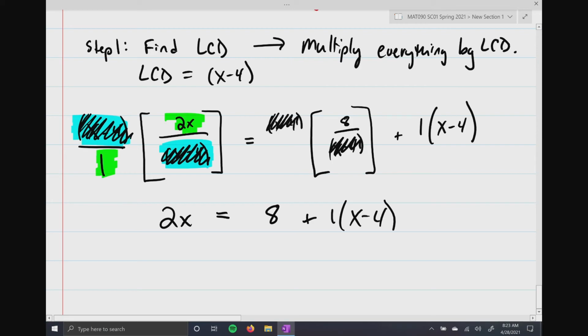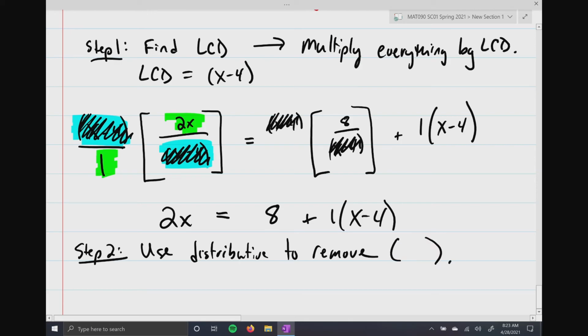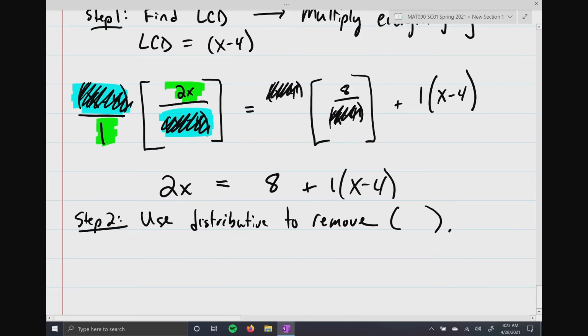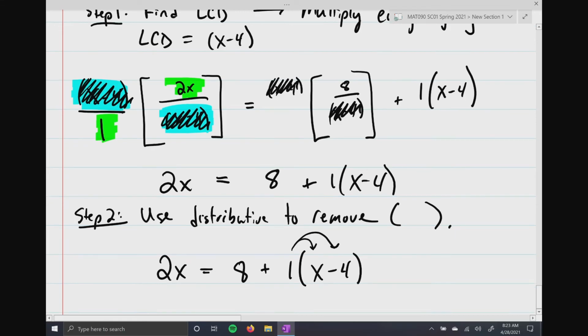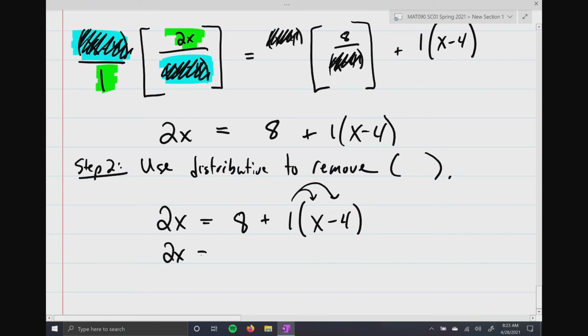So now, step 2. Use the distributive property to remove parentheses. So I'm just going to rewrite the problem. And I'm going to distribute the 1. So that gives me 2x equals 8 plus x minus 4.